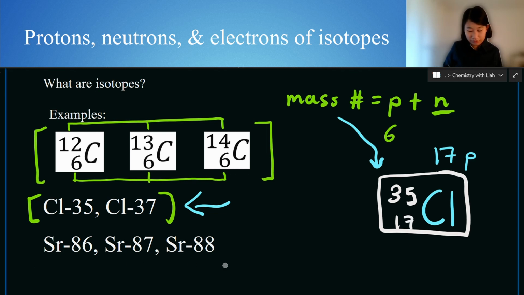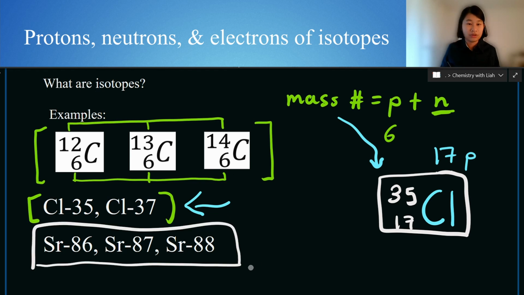Now, here we have another example, and these are the isotopes for strontium, Sr. So we have Sr-86, Sr-87, and Sr-88. Again, all of these numbers are just the mass numbers for strontium, which tells us how many neutrons there are because we know that strontium is always going to have the same number of protons. It's going to have 38 protons.